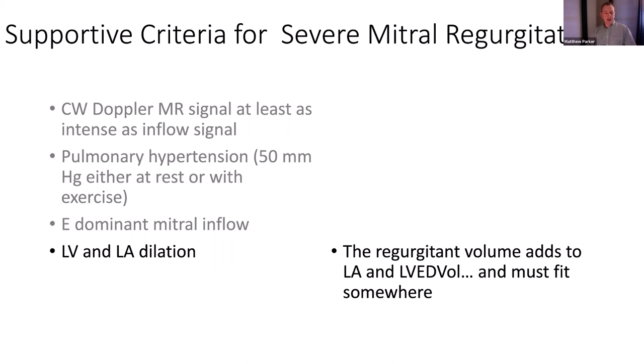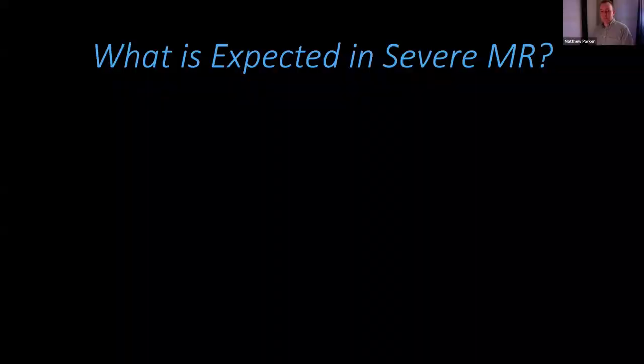And then left ventricular and left atrial dilation. I think some people have actually programmed their reporting software to remind you, if you're about to say there's severe MR, the left atrial volume better be over 34, because it has to be. There has to be enough space in the heart to accommodate the regurgitant volume, the forward volume, and whatever's left at the end of systole. Related to that, you should be able to generate a very high ejection fraction since you're moving all of this blood out of the ventricle during systole.